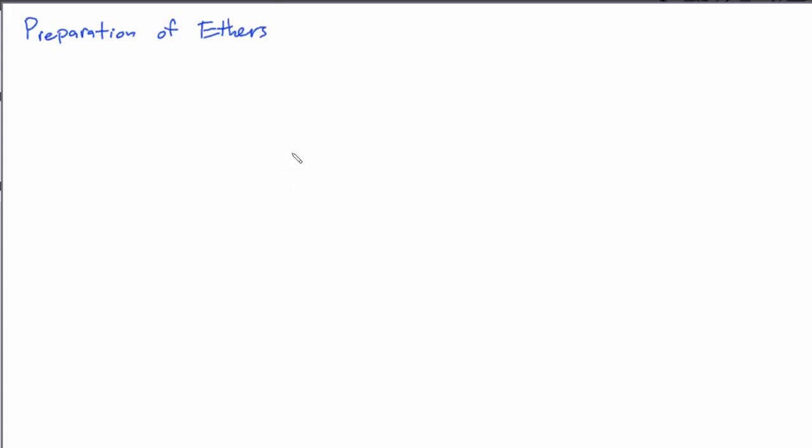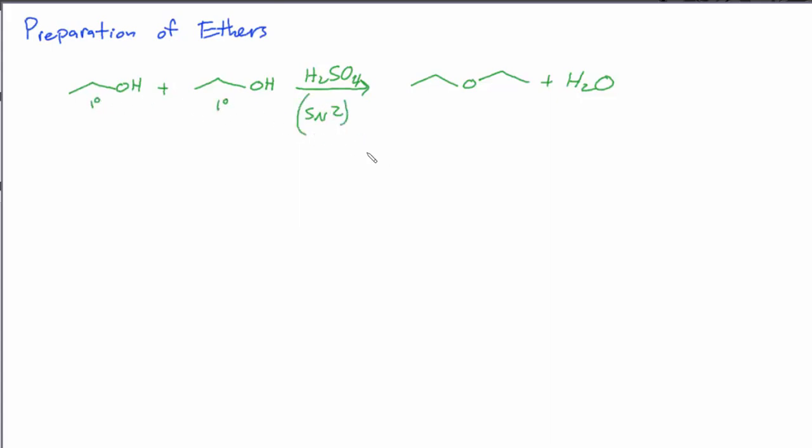There are several techniques we can use in the preparation of ethers. One is in the industrial synthesis of diethyl ether. You may have seen this in Organic 1. Essentially, it's the dehydration of two alcohols to yield the ether. And it's believed to proceed via an SN2 mechanism because we are dealing with primary substrates.